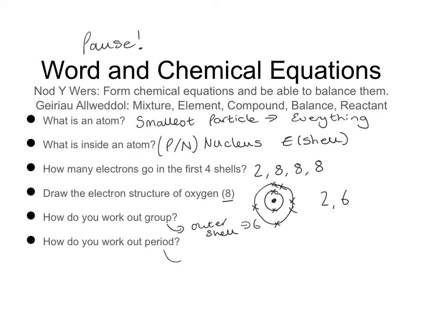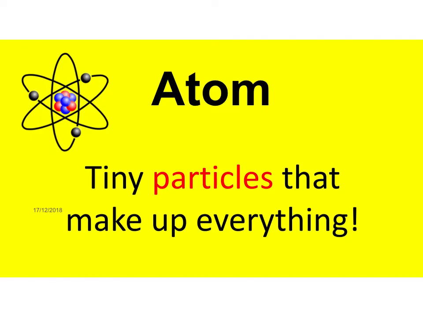So outer shell will be group 6. How do you work out period? How many shells? So that would be 2. So atom. What is an atom? Atoms are tiny particles that make up everything, and you need to remember that definition and note it down.